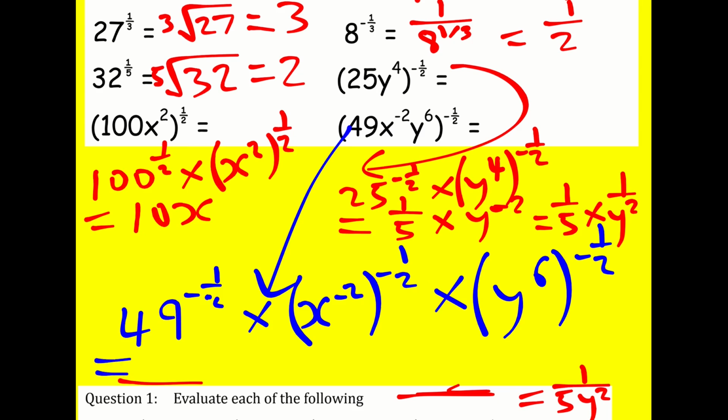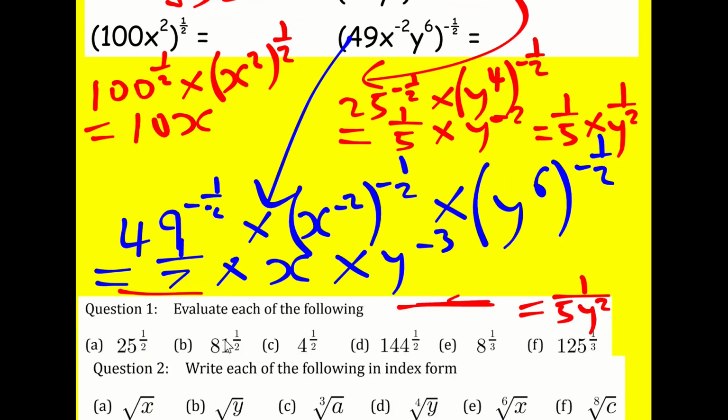Okay, this is going to become 1 over square root of 49. It's going to be 1 over 7. This, I'm going to multiply these two together. Minus 2 times minus a half is just going to leave me x to the 1, or just x. And this one is going to become y to the minus 3.